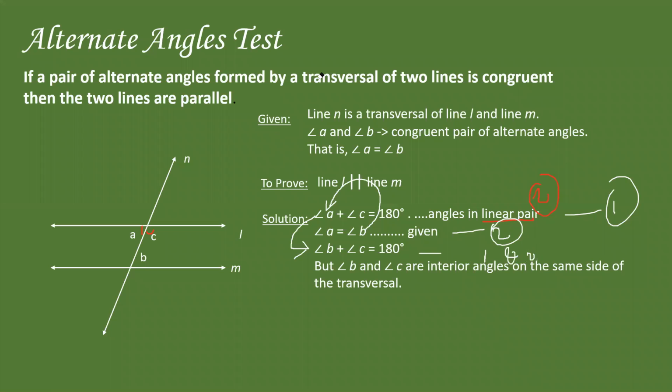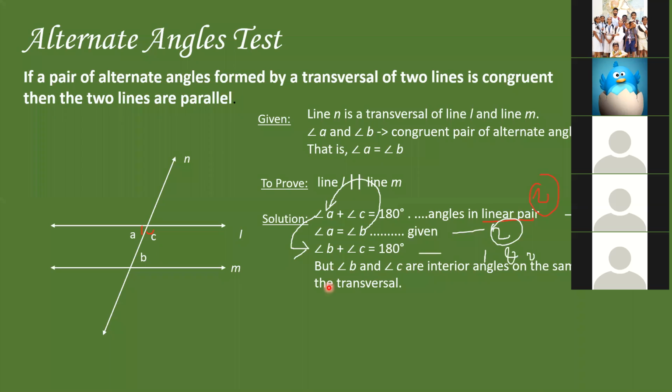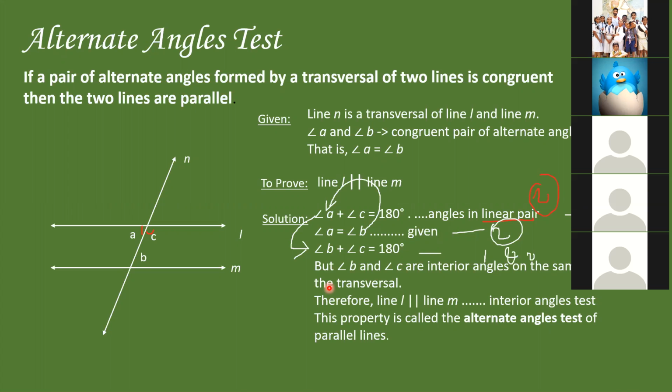Okay. But angle B and angle C, folks, are interior angles. Angle B and angle C are interior angles on the same side of the transversal. See, B and C. So basically we have now proven that our lines are parallel. How we have done it is the interior angles test. Anybody remember, if B and C are 180 degrees, then obviously they are parallel lines. This is the fifth property we did, if you remember.